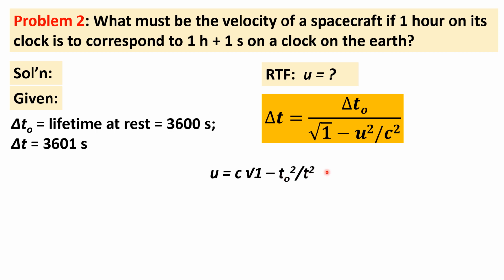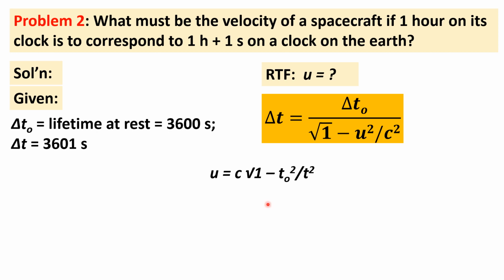In this working equation, we have not included the symbol delta. So t naught here is supposed to be delta t naught, and t squared is supposed to be delta t squared. So we just remove the symbol delta. It's understood that what we mean by t naught is delta t naught, and t is delta t.